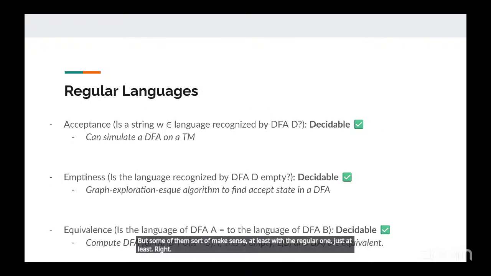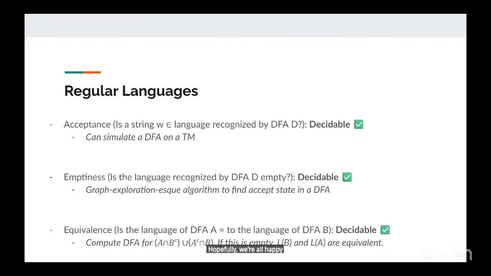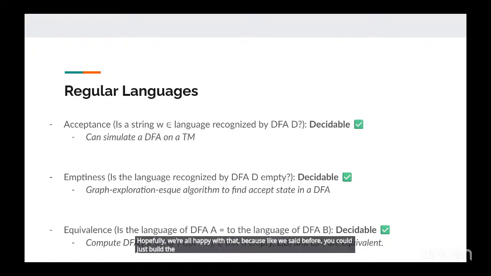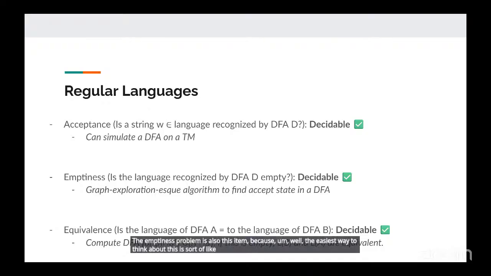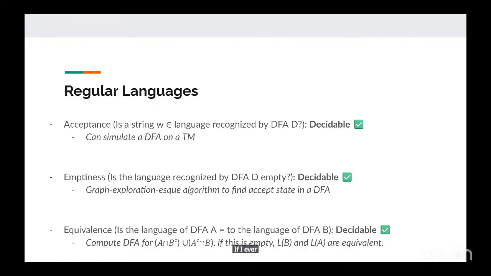For the regular languages, the acceptance problem is decidable. Hopefully we're all happy with that because, like we said before, you could just build the DFA, run the DFA, and it's definitely going to finish. And we know that we can simulate a DFA using a Turing machine. The emptiness problem is also decidable. The easiest way to think about this is a graph exploration algorithm on your DFA. Start at the start state and work your way around. If I ever find an accept state, then there's some combination of steps that gets me to an accept state, so it must accept some string. It's not empty.